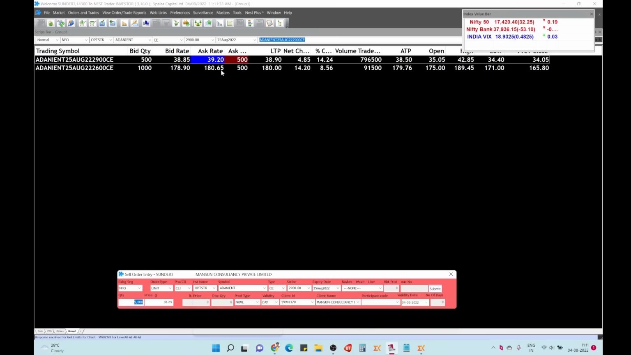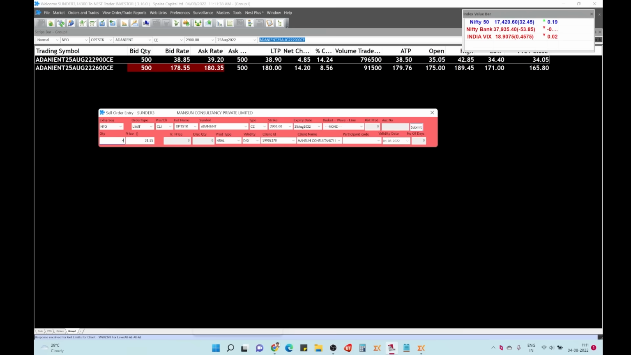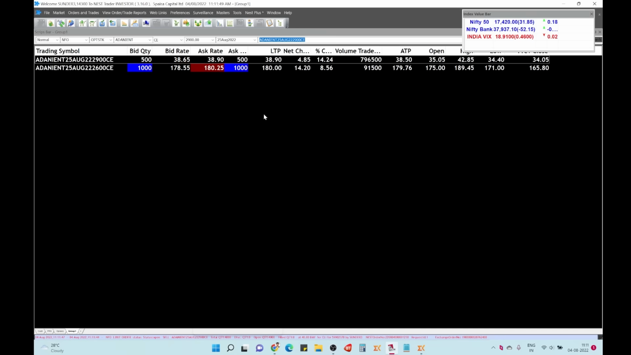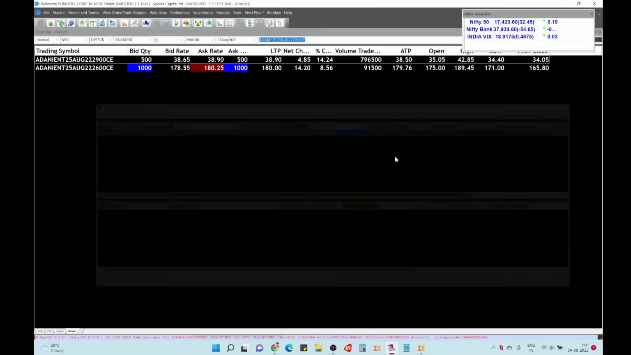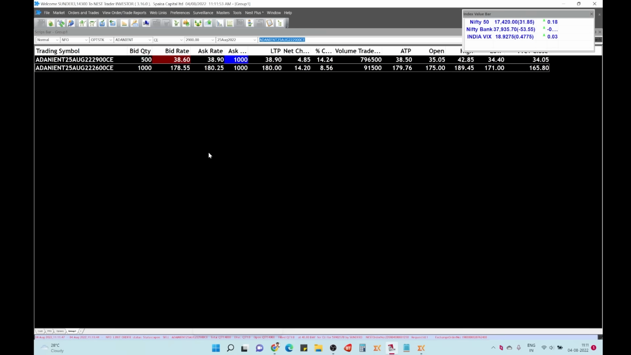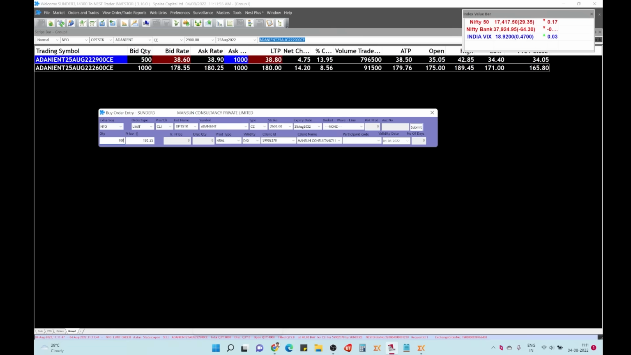So maybe what I can do, I can put on 4,000 quantity, I may put at 40 rupees. Okay, so I put at 40 rupees. And this one may be 1,000 quantity, I may put at 179.